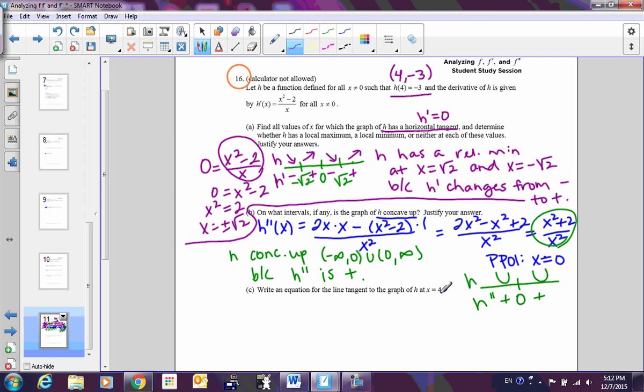Okay, write an equation of the tangent line. Well, remember, we need a point, and they flat out gave us that: 4, -3, and we need a slope. Our slope is going to come from h prime of 4. So that's going to be 4 squared minus 2 over 4. When you crunch those numbers, you get 7/2. So the tangent line, I think, was the easiest part of this problem. So I went through that pretty fast.